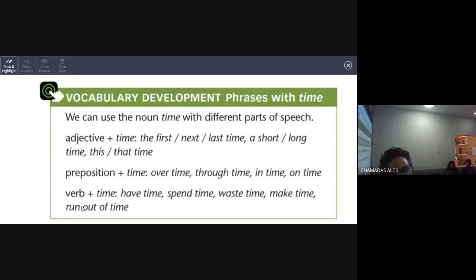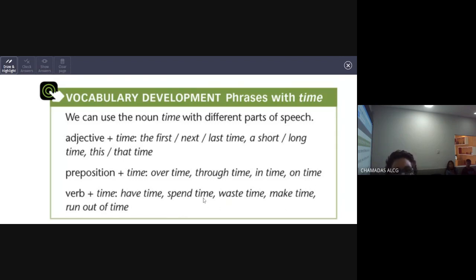We also have run out of time when you don't have enough time to do something. The time is over, so you run out of time, okay? Oh, too bad. We have no time to do this or that. We ran out of time. We can say that, okay? Using the verb in the past.